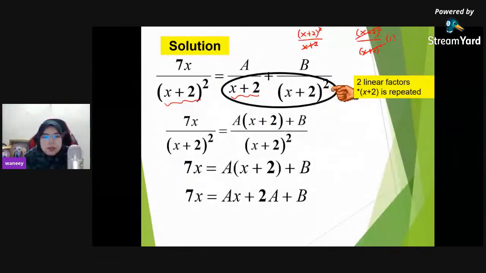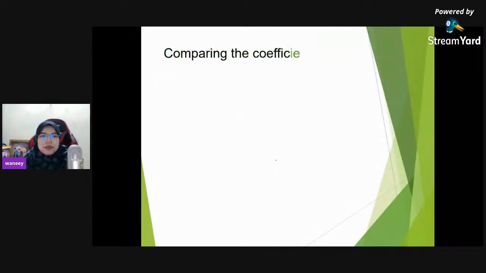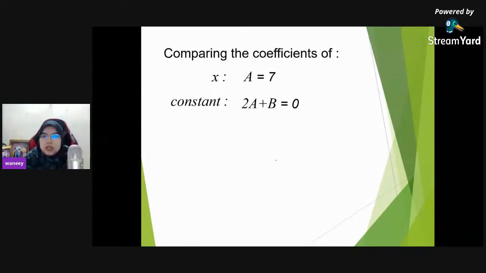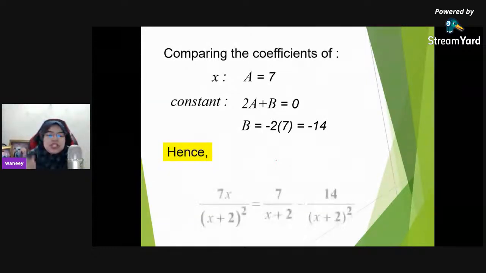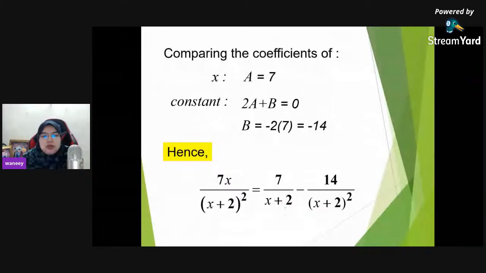So we expand them a little bit. A times x is Ax, A times 2 is 2A, plus B. And then by comparing coefficient, you can see that for the x, if we compare the left hand side and right hand side, A is equal to 7. And then if you compare for the constant, 2A plus B is equal to 0, which means that B must be equal to negative 2 times A. So it will become negative 14. Therefore, our partial fraction is 7 over x plus 2 minus 14 over (x plus 2) squared. So this one is by using comparing coefficient.